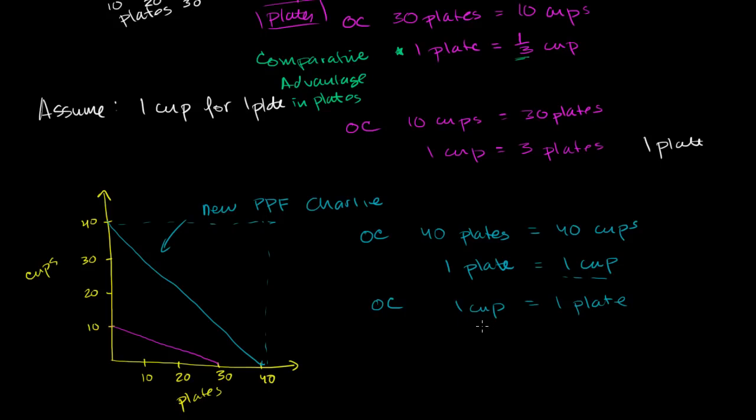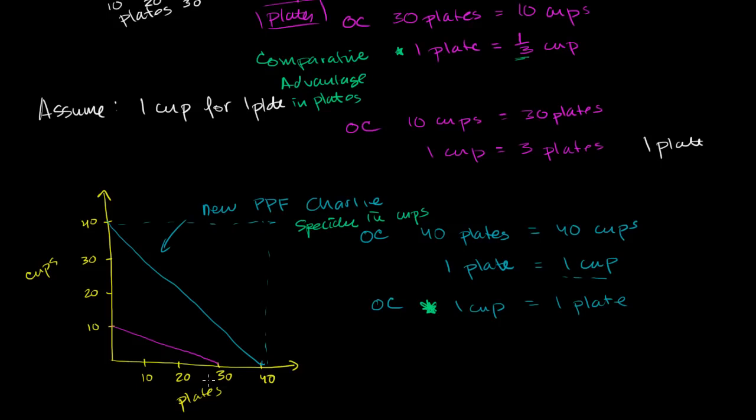But his opportunity cost for producing a cup is still cheaper than Patty's. Her opportunity cost of producing a cup is 3 plates, while his is only 1 plate. So he still has the comparative advantage in cups. So Charlie should still specialize in cups. And Patty should still specialize in plates.